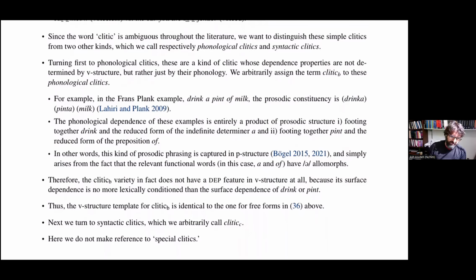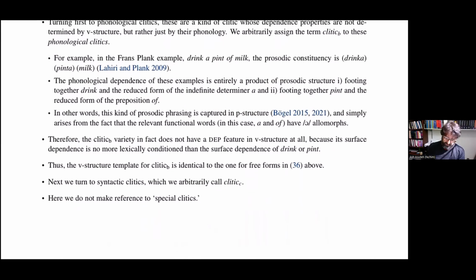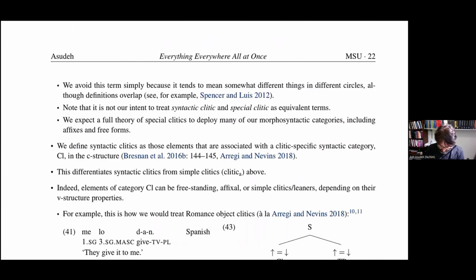Next, let's turn to the third class, which we arbitrarily call clitic C. And notice that here we don't make reference to special clitics. We avoid this term because it tends to mean somewhat different things in different circles. We rather call these syntactic clitics, and we define them as those elements that are associated with a clitic-specific syntactic category, such as cl in the C structure. So this differentiates syntactic clitics from simple clitics, clitic A above.